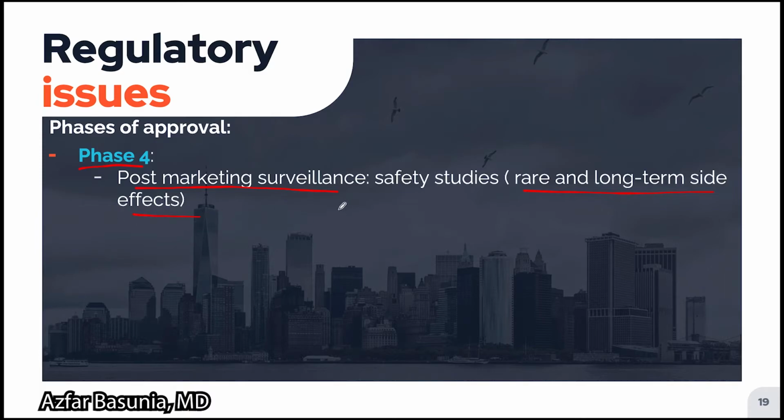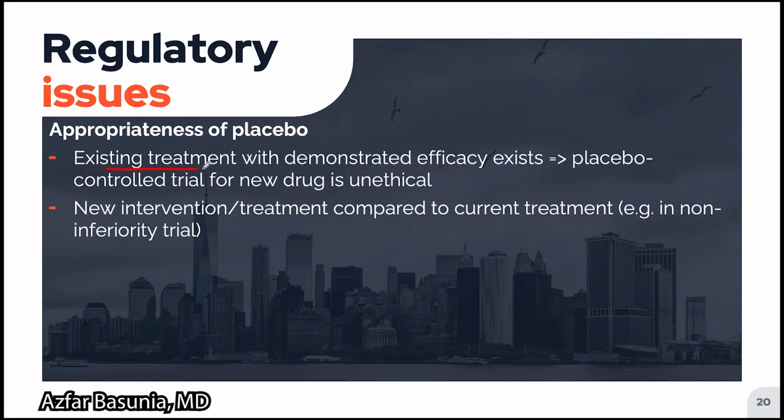When existing treatment with demonstrated efficacy exists, a placebo-controlled trial for a new drug or intervention is considered unethical. This is because we will be subjecting the participants in the control arm to unnecessary harm. In such cases, the new intervention or treatment is compared to the current treatment regimen, for example, through non-inferiority trials or even superiority trials.